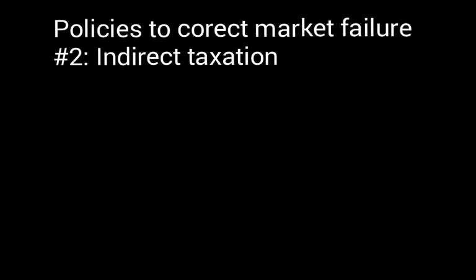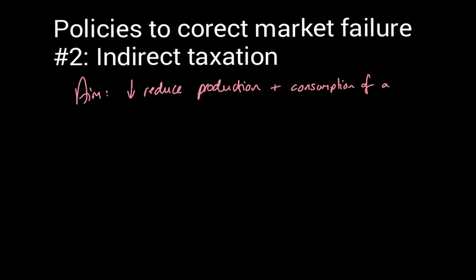Okay, so this is the second video that I'm going to do on the different forms of government intervention. This one is indirect taxation. As before then, we really need to think about the aim of indirect taxation. So the aim for a government, whenever it is using indirect taxation, is to reduce production and consumption of a good. So in economic terms, that is the primary aim.